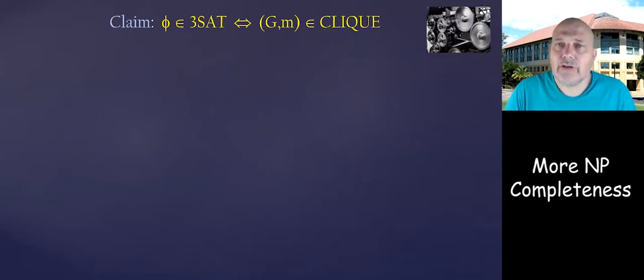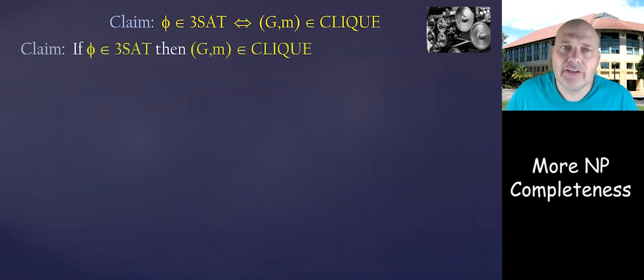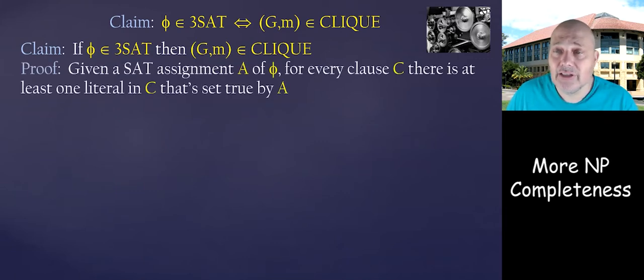So we saw so far a reduction. The reduction was polynomial time, and we need to prove the if and only if. That's what we need to show. So let's do the if. If phi is in 3-SAT, then G_m is in CLIQUE. And it will follow the intuition that we gave. The proof is that given a satisfying assignment A of phi, for every clause C, there is at least one literal of C that is set to true by this assignment.